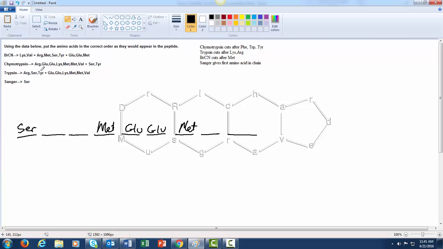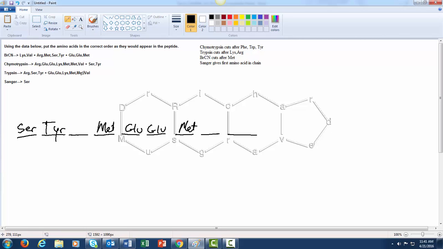In the case of chymotrypsin, it cuts after Phe, Trp, and Tyr. Now what you can see here is that there is no Phe, Trp, or Tyr anywhere in this fragment, which means it must be at the end. We knew that anyway because the Ser is followed by Tyr, or the Ser is with Tyr here. Since we know Ser is first, the Tyr must be after it.